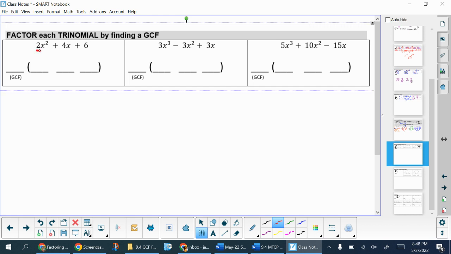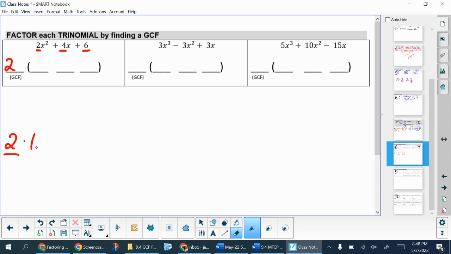Start with just the numbers. I've got 2, I've got 4, I've got 6. Look at the factor lists of all of those. 2 is 2 times 1. 4 is 4 times 1, or 2 times 2. 6 is 6 times 1, or 2 times 3. What's the biggest number you see in all 3 of those? It is the 2. So 2 is our greatest common factor there.